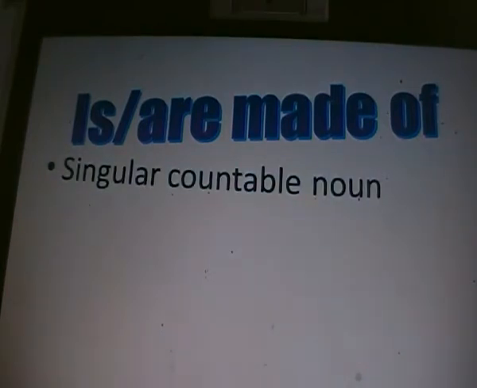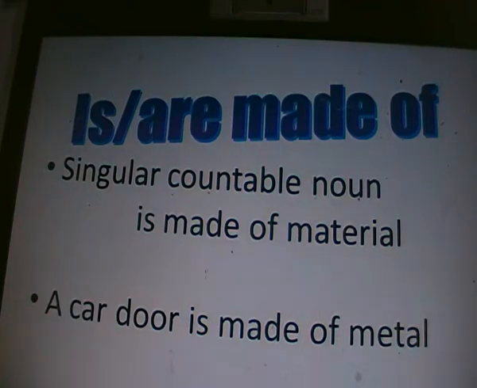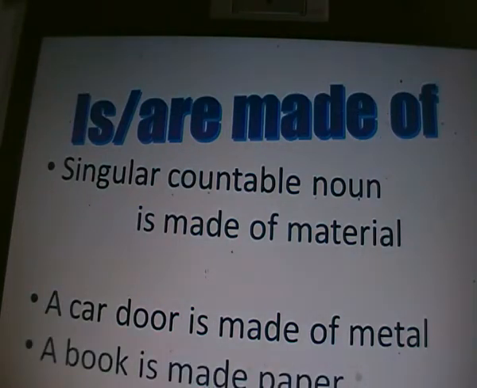Singular countable noun is made of a material. For example, a car door is made of metal. We're going to talk about the material something is made of: is made of, مصنوع من. A car door is made of metal. And a book is made of paper. So we use is made of to speak about something that is made of a material. A singular thing, we use is made of with it.